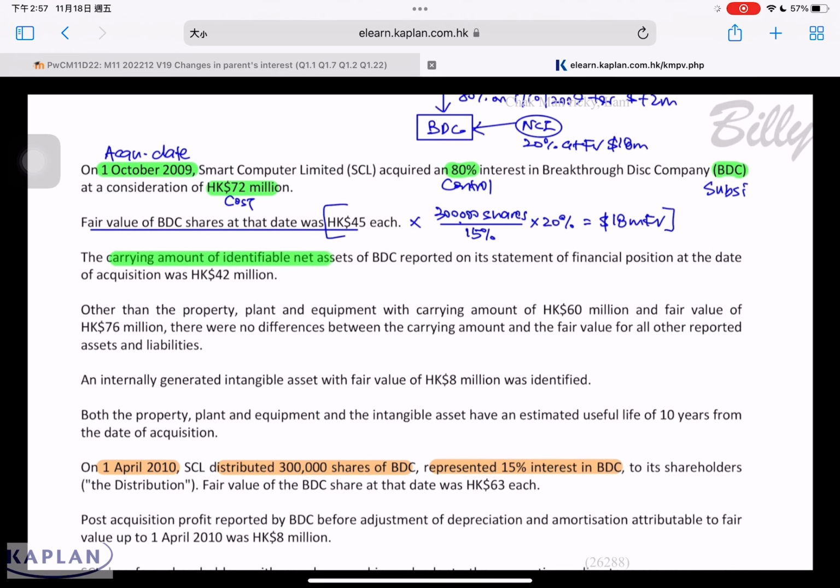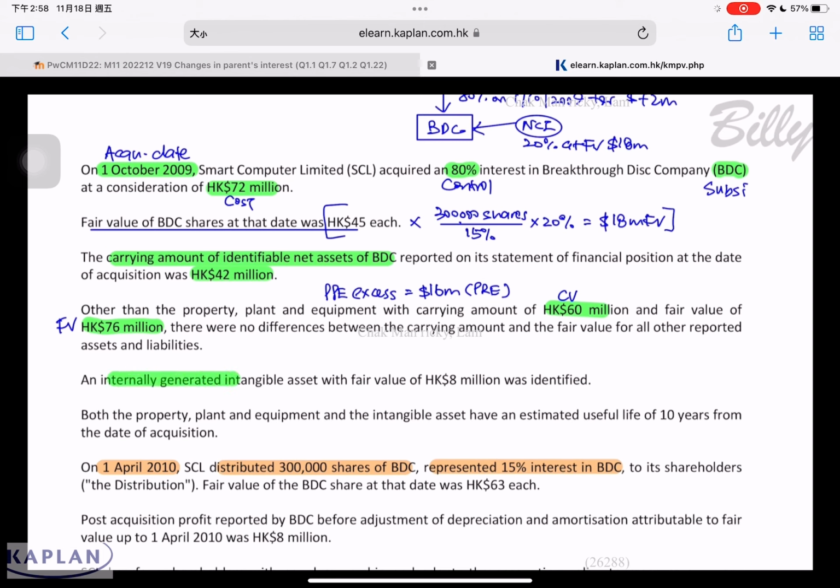The carrying amount of BDC net assets reported in the balance sheet at the date of obtaining control, the acquisition date, was 42. Other than the property, plant and equipment with a carrying amount of 60 and a fair value equal to 76, there were no differences between the carrying amount and fair value of all other reported assets and liabilities. The only item is the PPE, which has an excess of $16 million. This $16 million is a pre-adjustment. We must include this as part of the goodwill calculations.